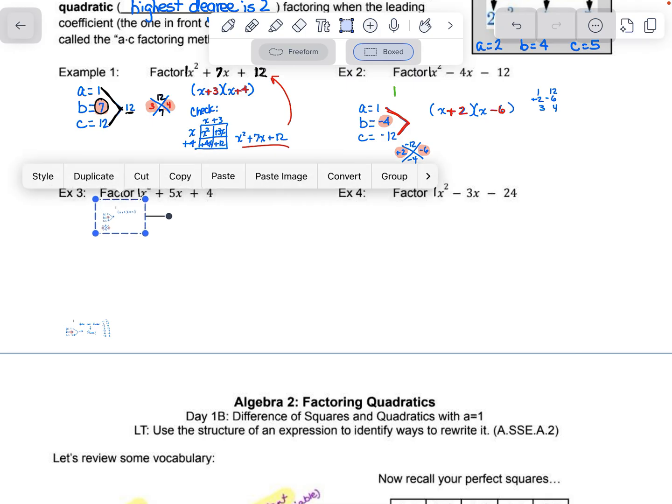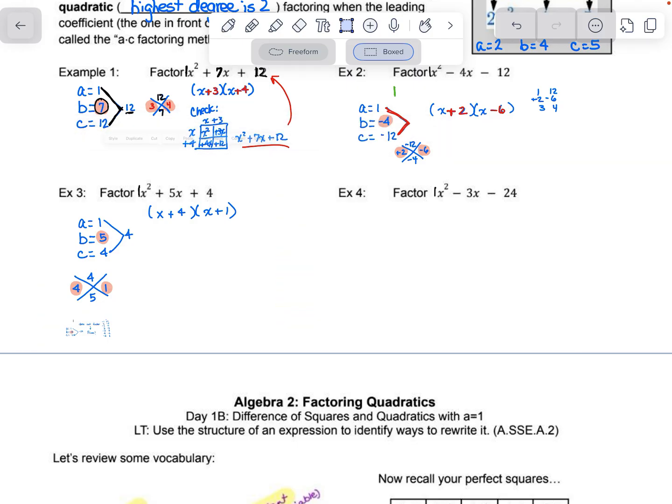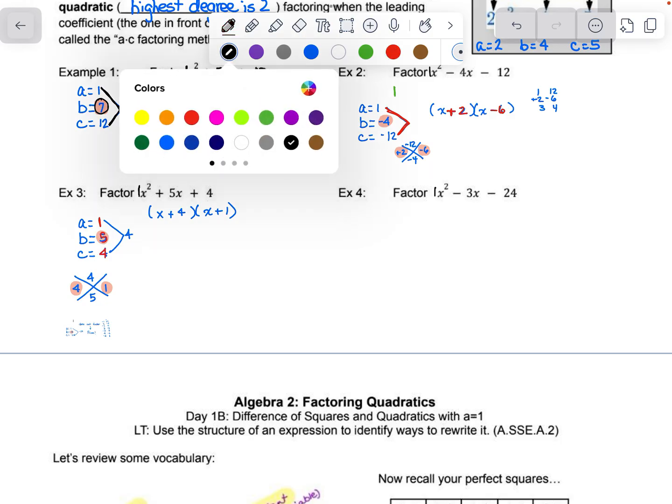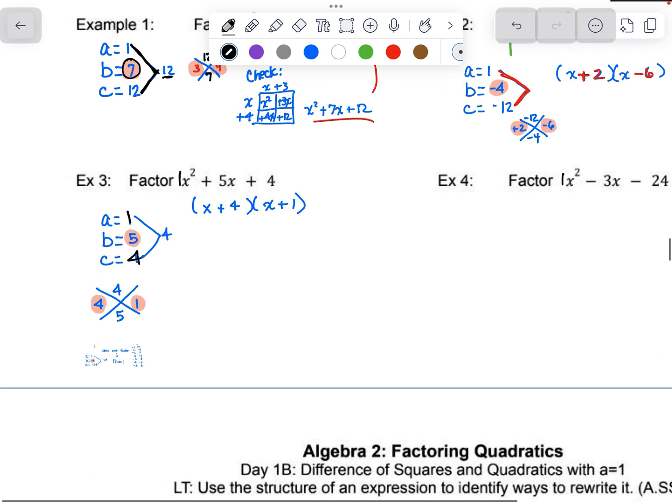Then we have 1x squared plus 5x plus 4. And again, we have an A of 1, a B of 5, and a C of 4. So we want two numbers that multiply to give us 4, that add together to give us 5. And that's going to be 4 and 1. 4 times 1 is 4. 4 plus 1 is 5. So this is going to factor to be x plus 4 times x plus 1.